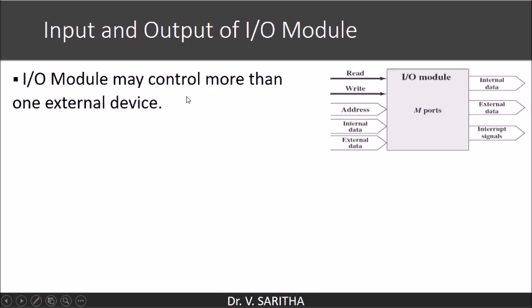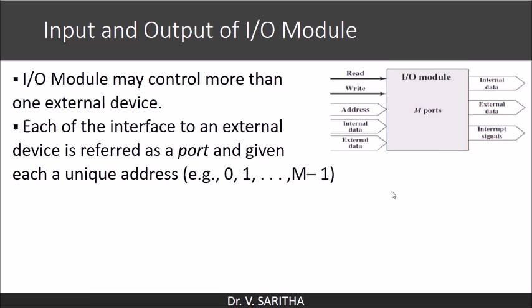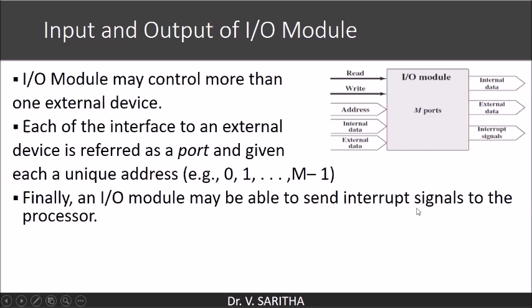Here the IO module can control more than one external device. Using M ports, M external devices can be controlled. Each interface to an external device is referred to as a port. That is the reason we say that M ports means M external devices can be connected. Each will have a unique address from 0 to M minus 1.